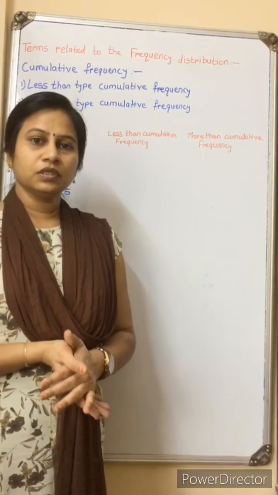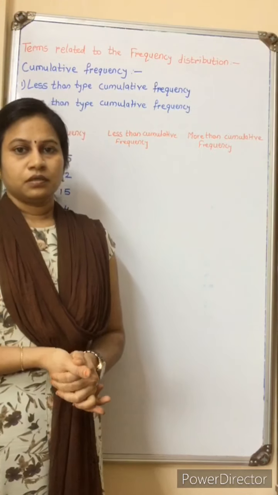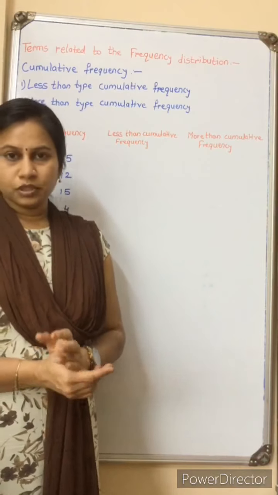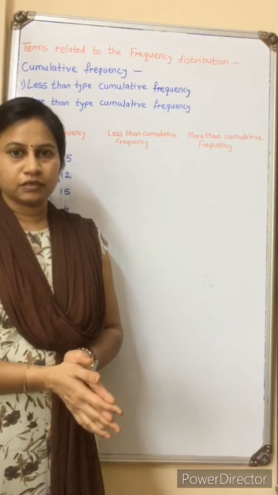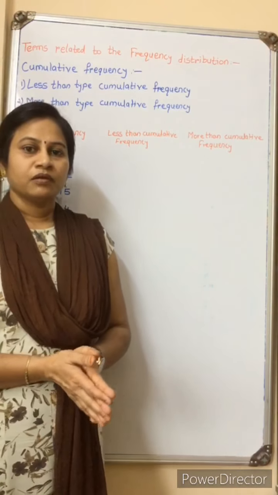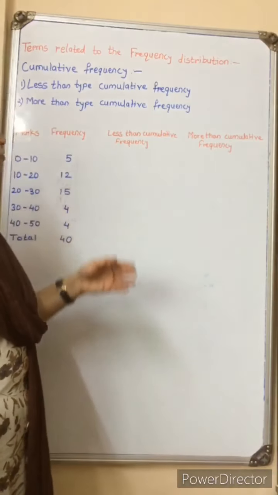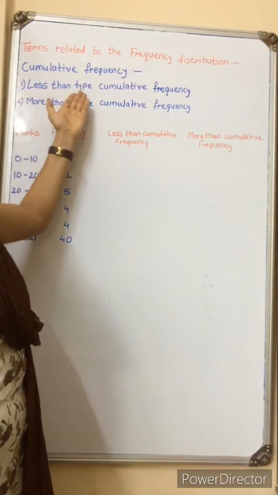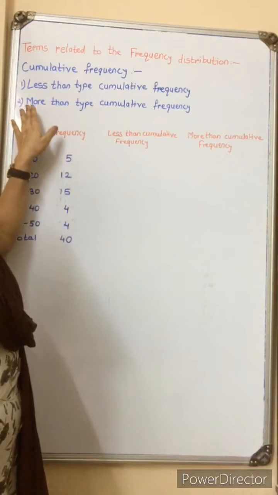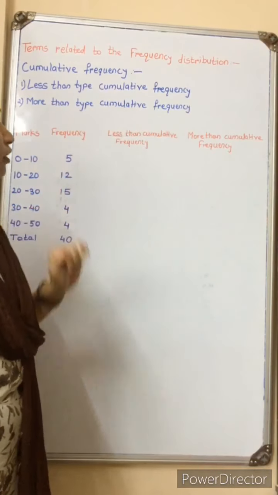We are going to see the cumulative frequency. Now how can we find out this cumulative frequency, and why do we find it? First of all, there are two types of cumulative frequency: less than type cumulative frequency and more than type cumulative frequency.